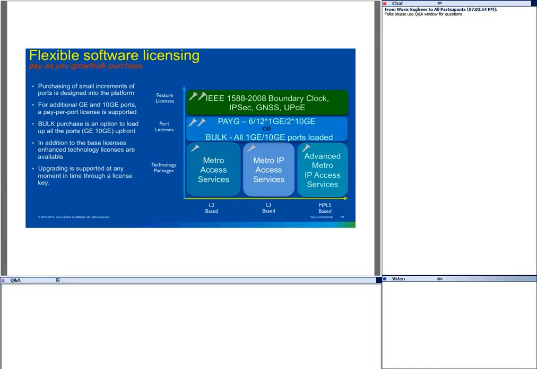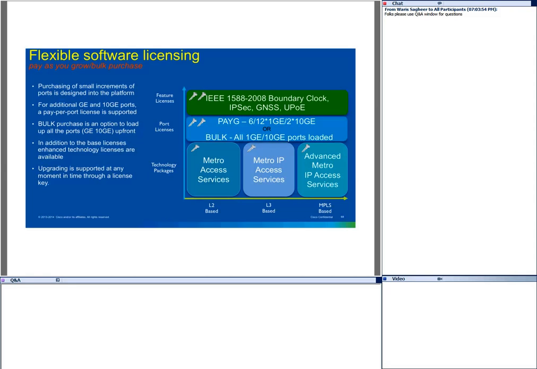Talking about the licensing framework, you have features that you configure on the box, like layer 2, layer 3, or MPLS. We call that a technology, and then we divided the licenses into technology packages. There is a layer 2 package. If you have a pure layer 2 based deployment, you can just use the layer 2 package. It's the Metro Access Services package.